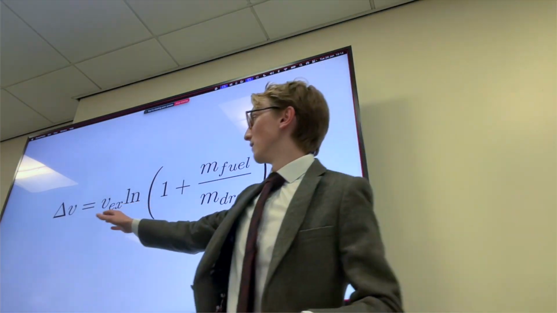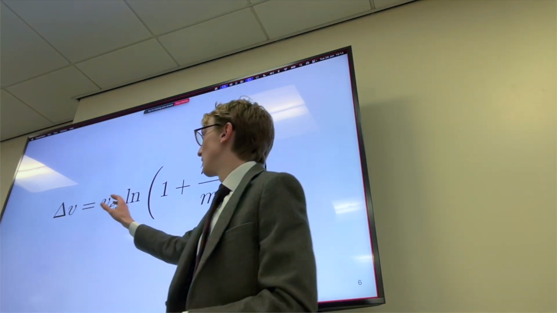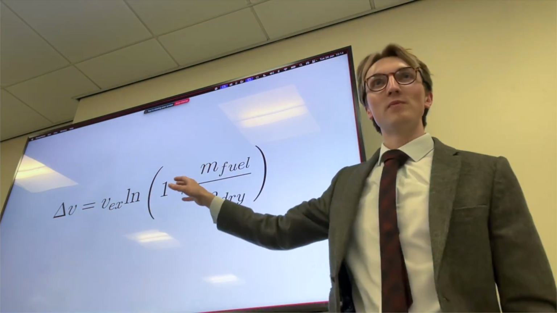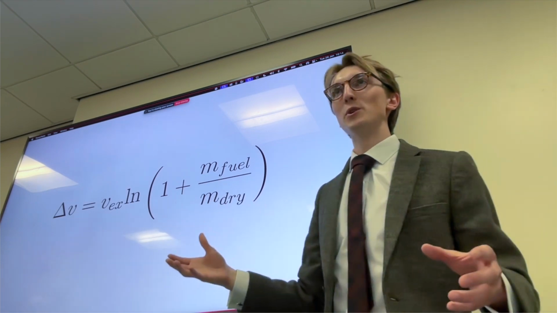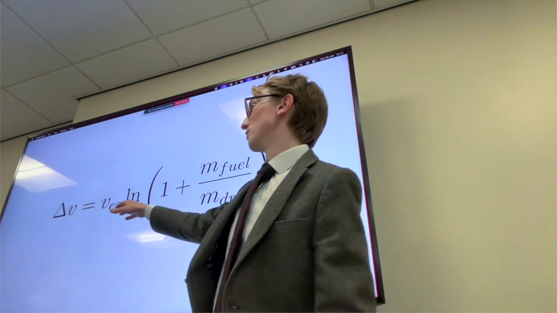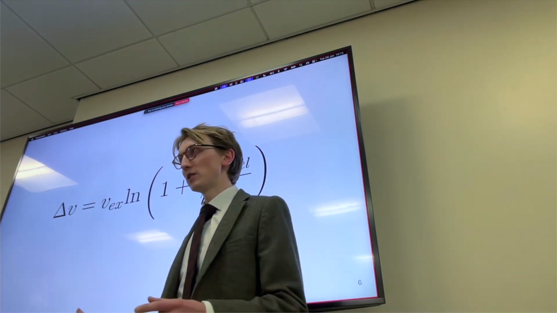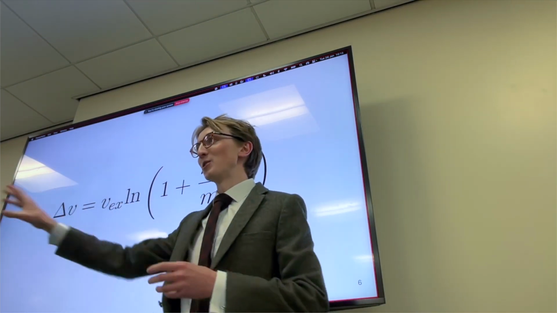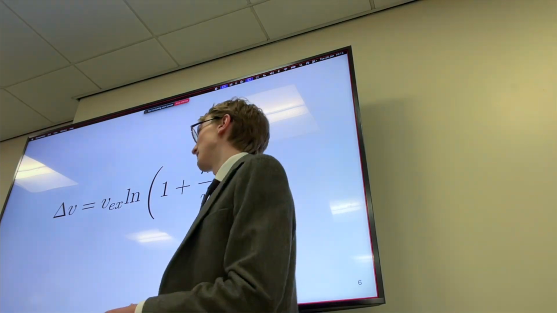So of course your delta V, your change in velocity, is dependent on the mass of your fuel, how much fuel you're carrying. The more fuel you carry, the further you can go. But it's also directly proportional to VEX, which is your exhaust velocity, how fast you're spitting your propellant out of your thruster, out of your rocket.